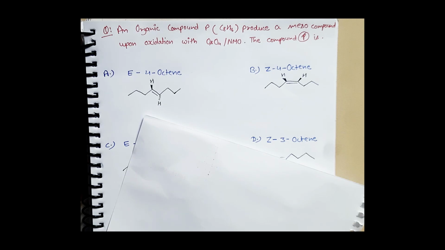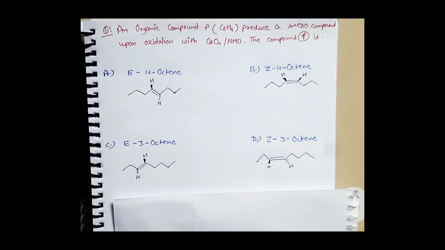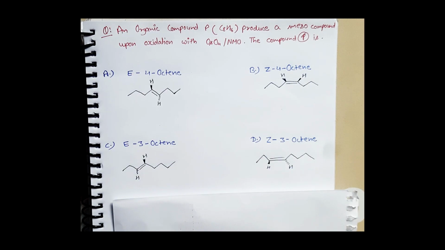Hello everyone, today we start with this question. The question asks about an organic compound P that produces a meso compound upon oxidation with osmium tetroxide. The compound P is... they give four options. First, in this question we know these terms they are giving in the options.